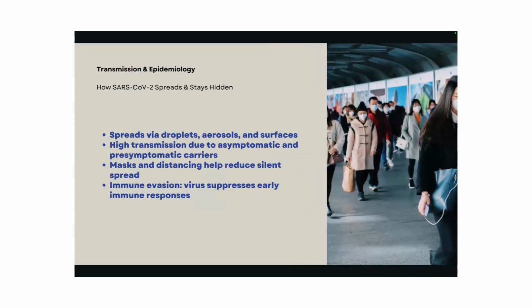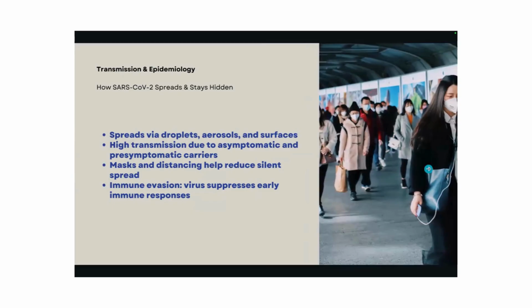The virus spreads through respiratory droplets and aerosols. Asymptomatic transmission played a huge role in how fast it spread. People could pass it on without feeling sick. That's why public health strategies like mask wearing and social distancing became so essential.